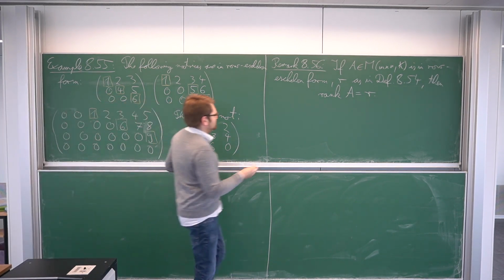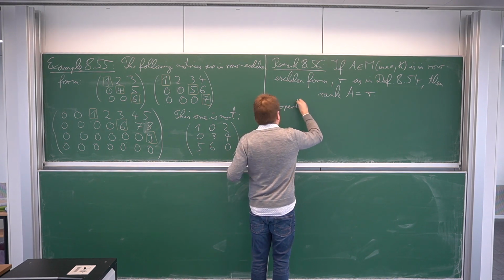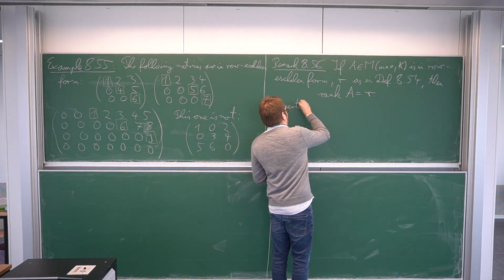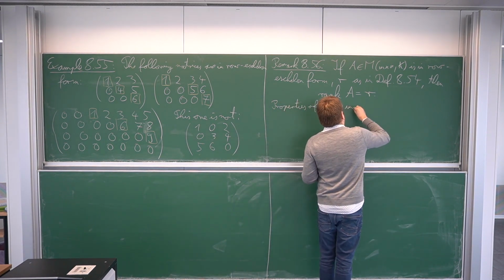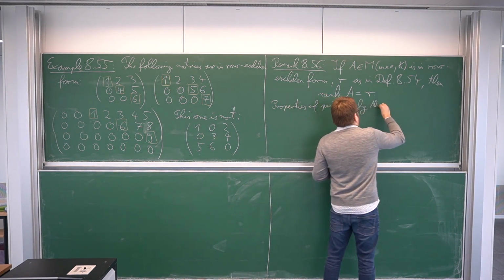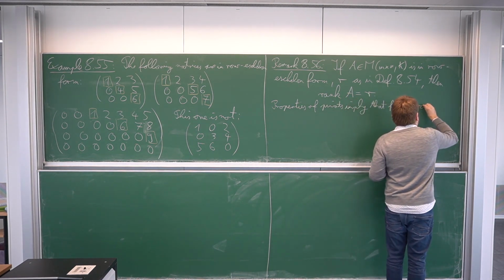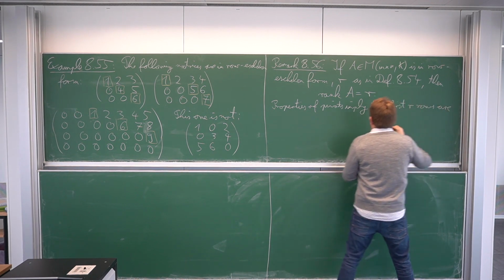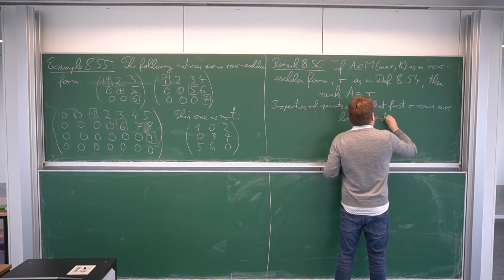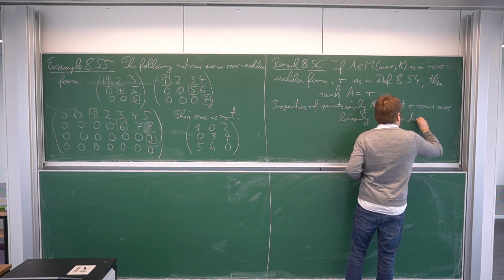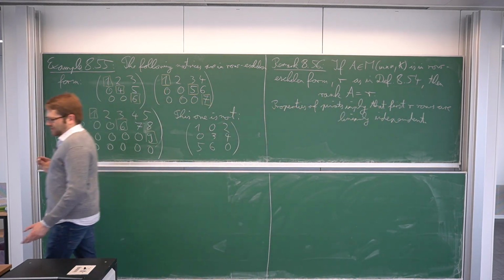So maybe just this one sentence: properties of the pivots, so basically that they are non-vanishing and that they are aligned as they are. Properties of pivots imply that the first R rows are linearly independent. And this then implies this equation. Okay, so this means if we have a matrix in row echelon form, we know the rank immediately.